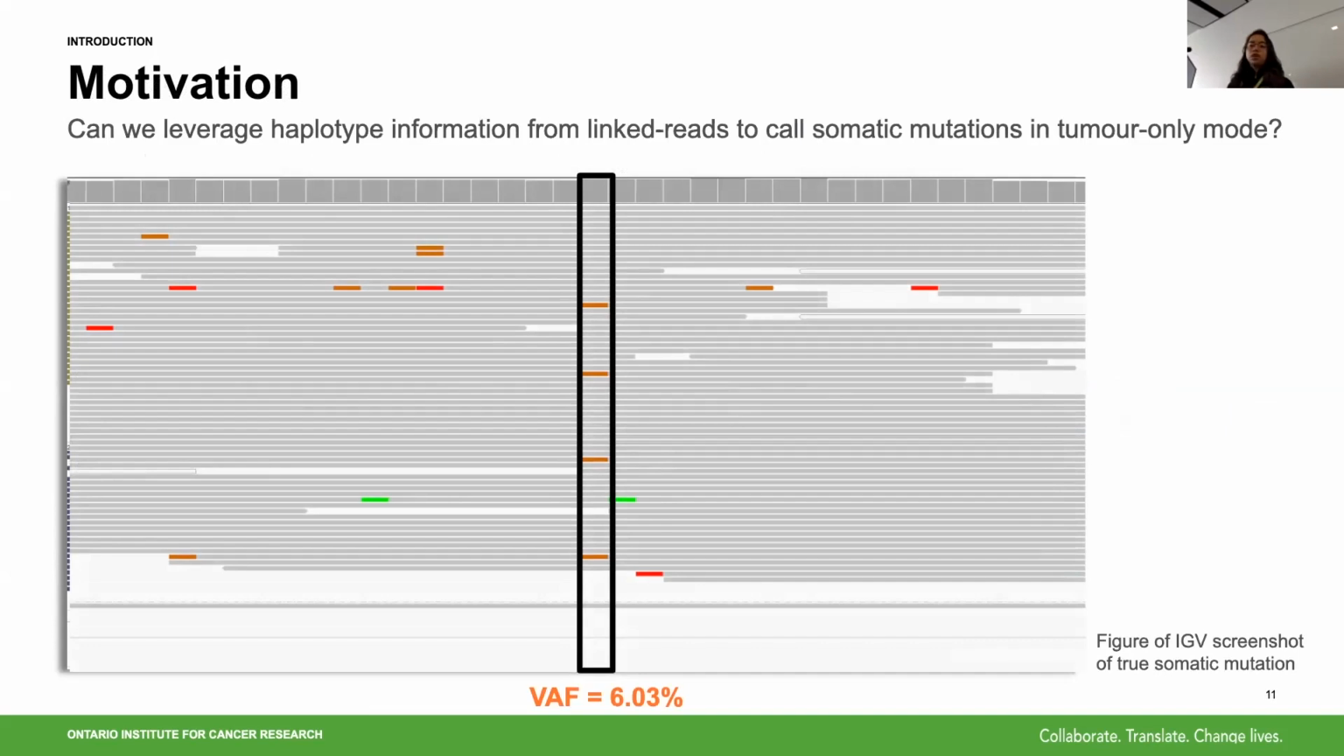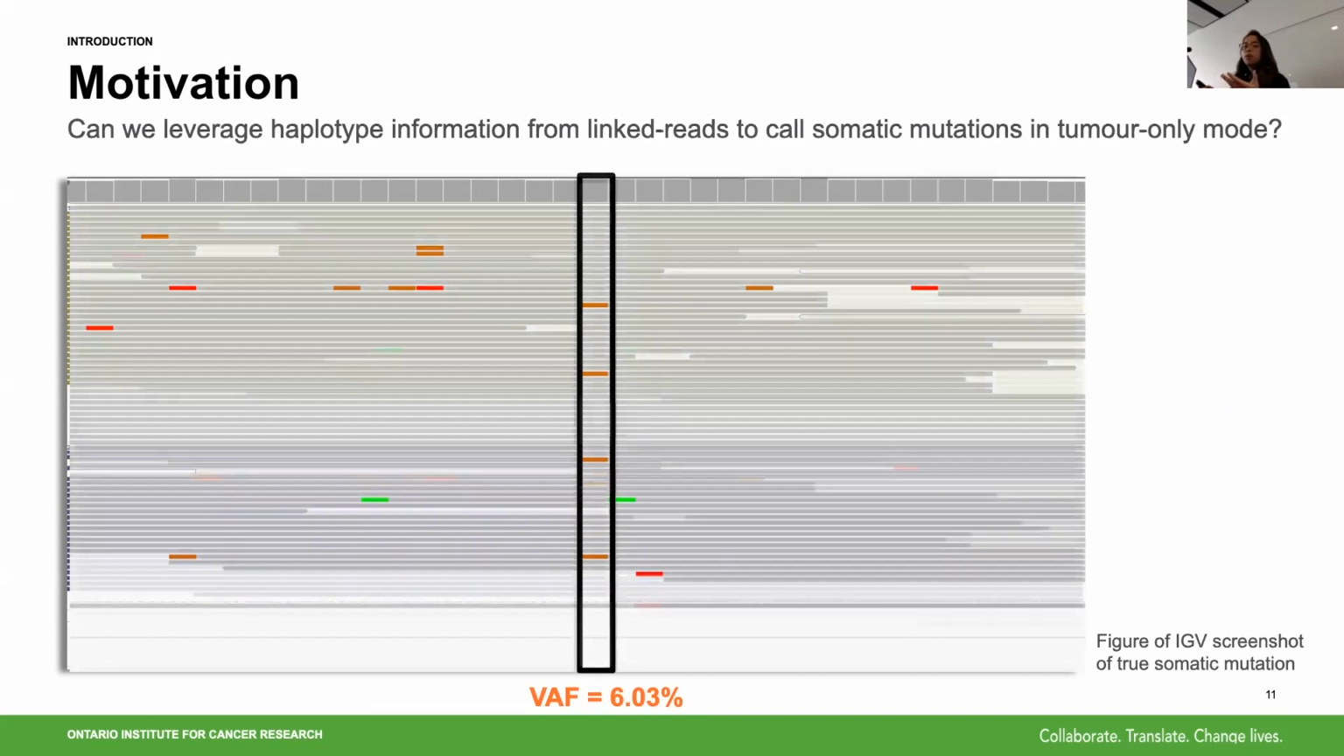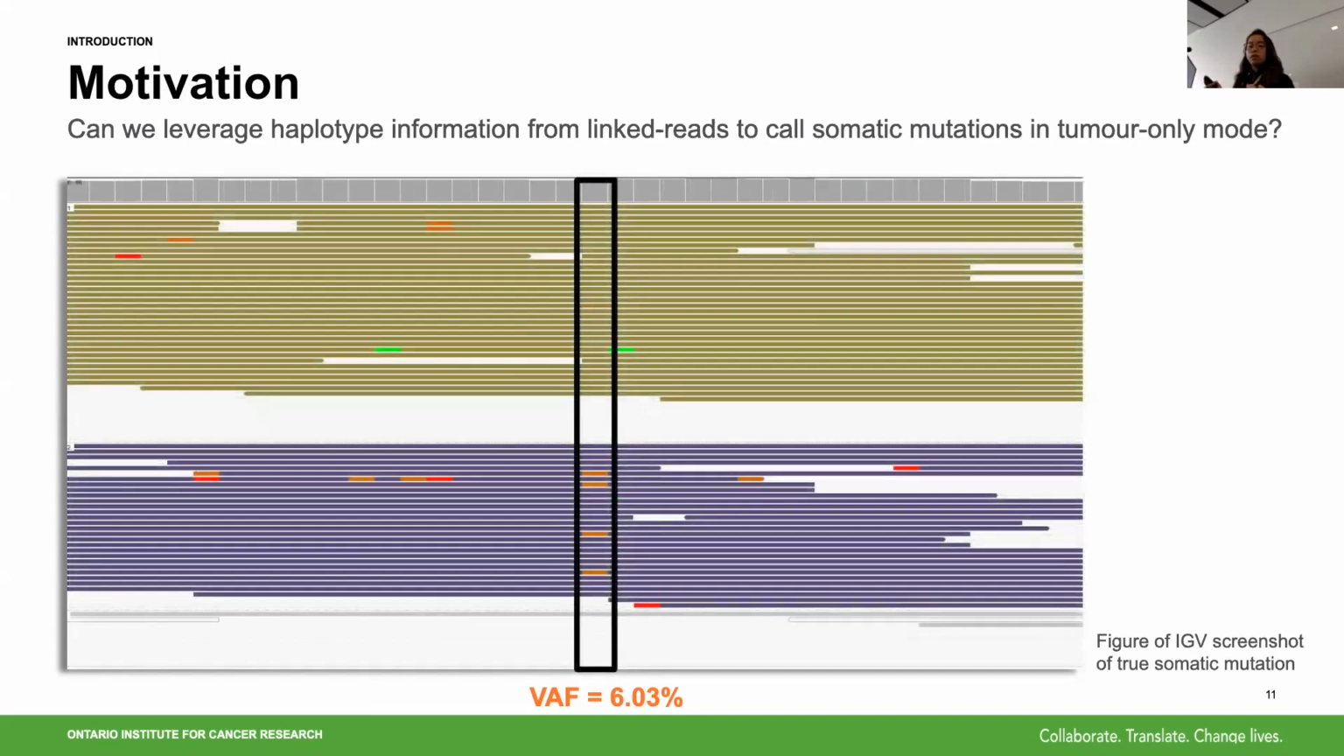And so here's an IGV screenshot of a true somatic mutation. And so the bars here are indicating the reads. The differences are indicated again by the colored boxes. And in the center, I've highlighted that true somatic mutation. The variant allele frequency is pretty low, and without that phasing information, it's hard to tell if this is true. But when we use the phasing information from the linked reads, we can see that it segregates by haplotype. And so here we're really leveraging this idea that errors are most likely not going to be hitting one haplotype alone.